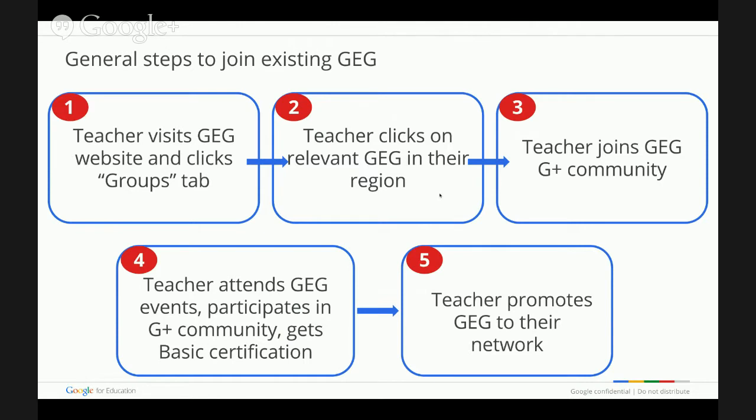Then they'll probably go to the Groups tab, and that's where we direct folks that are interested in joining a GEG. Next, they'll be shown this map directory of all GEG chapters, and I'll show you what that looks like visually in a second. They'll see this map where all GEGs are active, and then they can just click on the relevant one that they want to join. And they can join multiple GEGs. There's really no restriction or limit on that.